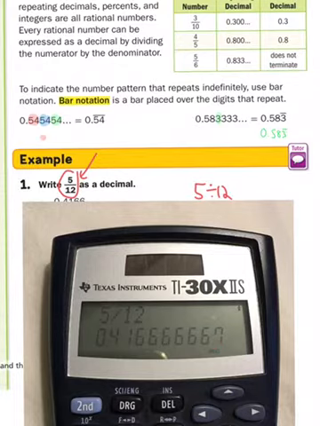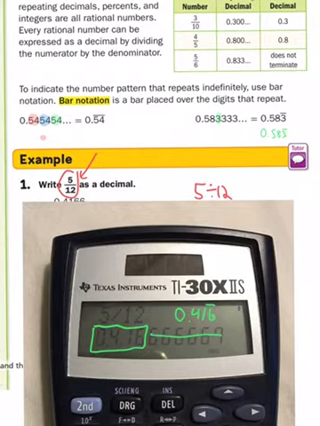So when you're writing this one as a repeater, you want to make sure you look for the repeating digit. So notice here, the 6 is the repeating digit, right? So make sure when you write it, you write 0.416, and the bar only goes over the 6. So basically I wrote this part of it, and I put the bar over the 6 to show that that 6 repeats. All right, so that's one. Let's go on to the next page.